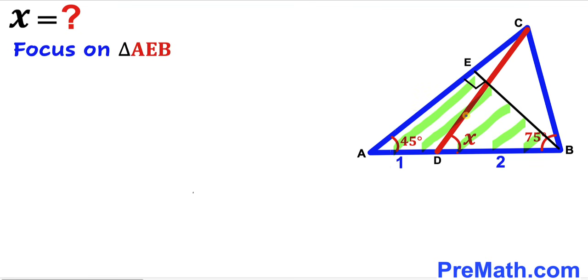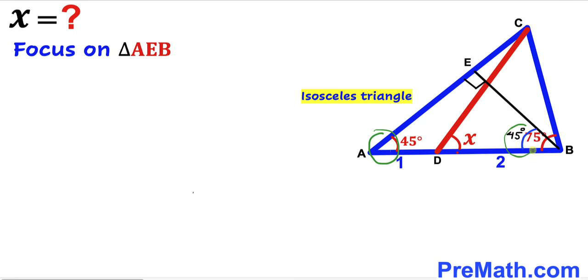And now let's focus on this right triangle AEB. We know this is our 45 degree angle, this is our 90 degree angle, and we know the sum of interior angles in a triangle is 180 degrees. So therefore this angle has got to be 45 degrees. And since these two angles are 45 degrees each, this triangle AEB is an isosceles triangle. In other words, this side EB is going to be equal to this side AE.